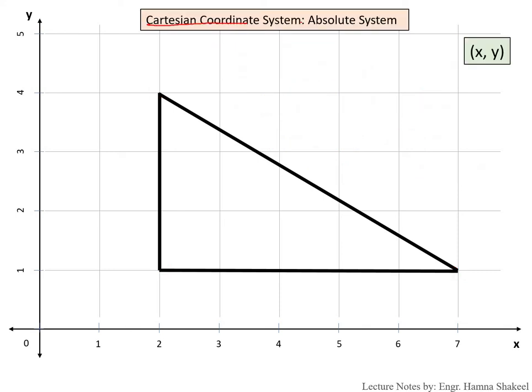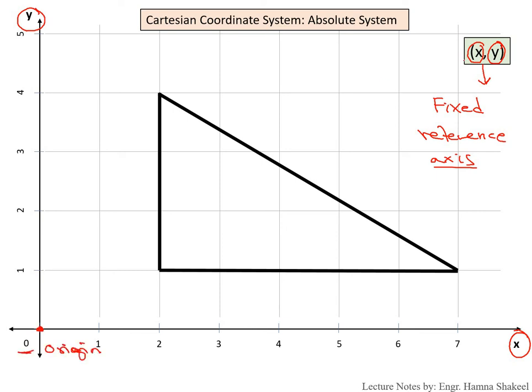In absolute Cartesian coordinate system, the position of the point is defined by x and y values, and these x and y values are taken from fixed reference axis. In this case, the fixed axis is y-axis, x-axis, and where these two axes intersect each other is the origin. So you can also say that in absolute Cartesian coordinate system, the horizontal and the vertical distances are taken with respect to a fixed origin.